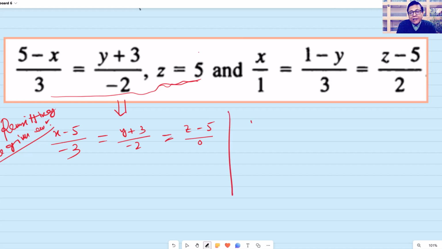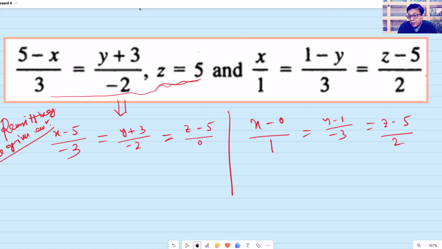Second line: (x minus 0) by 1. Here also multiply by minus 1, (y minus 1) by minus 3, (z minus 5) by 2. Now it's clear. You got direction ratios because the sum of their squares is not 1.